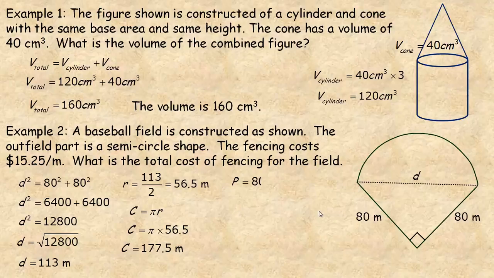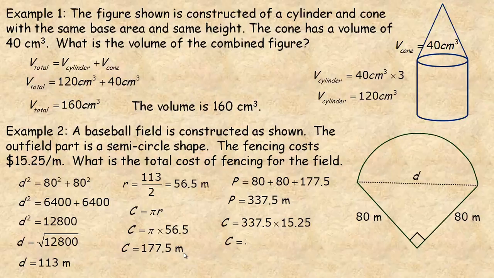So the perimeter of the whole object, we would add 80 plus 80 plus this 177.5, that's the distance all the way around, which is 337.5 meters. Now we want to know the cost. So every meter costs $15.25. So we'd multiply this by 15.25. And so that's what the fencing would cost before taxes, $5,146.88.